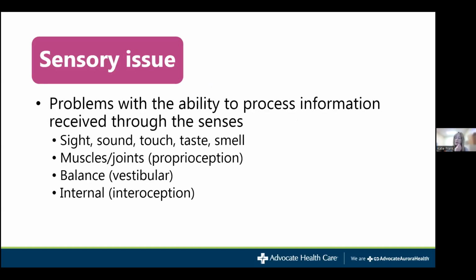And then the final possible cause for behavior would be sensory. And this is problems with the ability to process information received through our senses. And so it could be sight, sound, touch, taste, or smell, our common senses, but it also could be how we feel these senses through our body. So whether it's in our muscles and joints, has to do with our balance, or even internally, things like our heart rate and our ability to feel thirst or hunger.